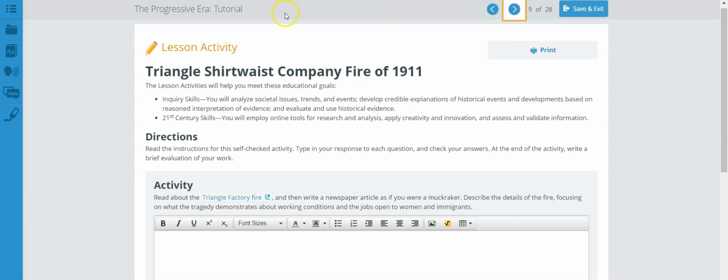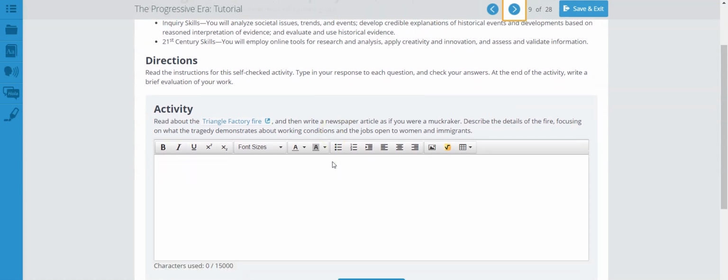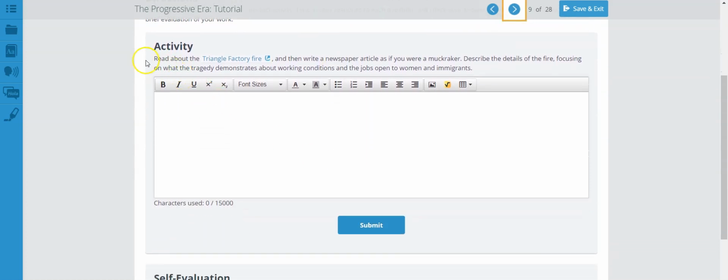We are now on page 9 of the Progressive Era tutorial, and this is another lesson activity. This is basically on the Triangle Shirtwaist Company fire of 1911. Let's go here to the activity. Once again, make sure that you read the question first. Once you have read the question, you go into any links that you're given, in this case this link right here, and make sure you're using your notes. This way you have all the information ready to be used to write an effective answer here.